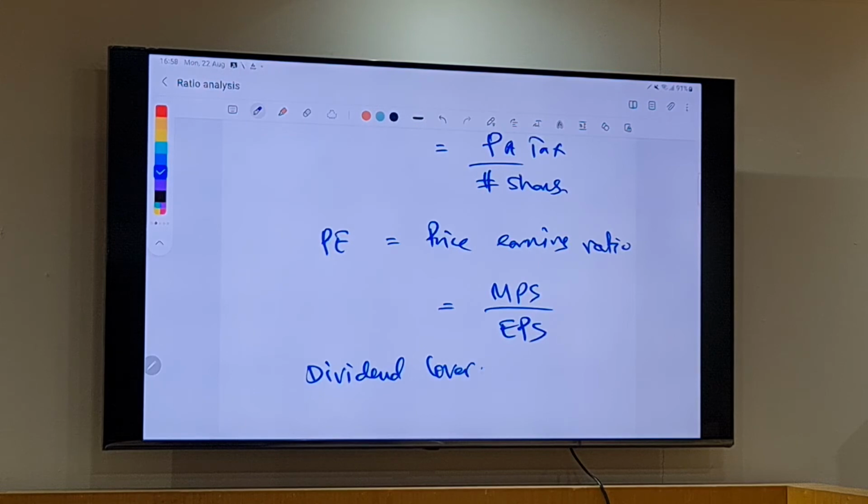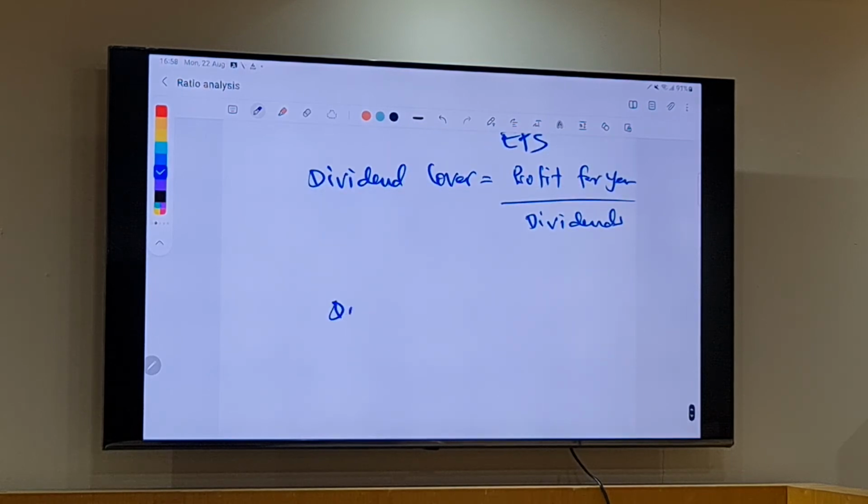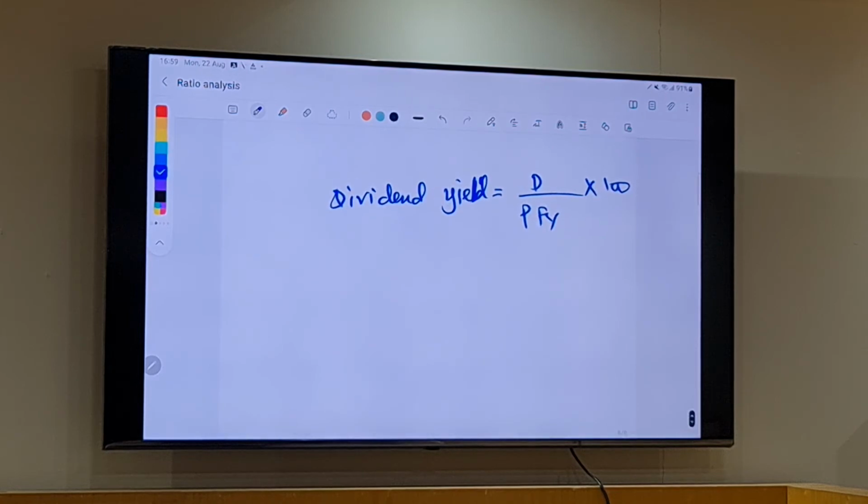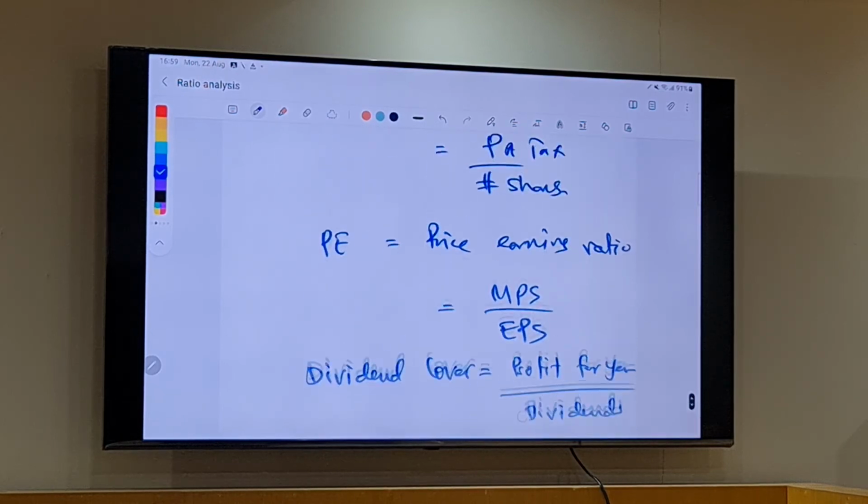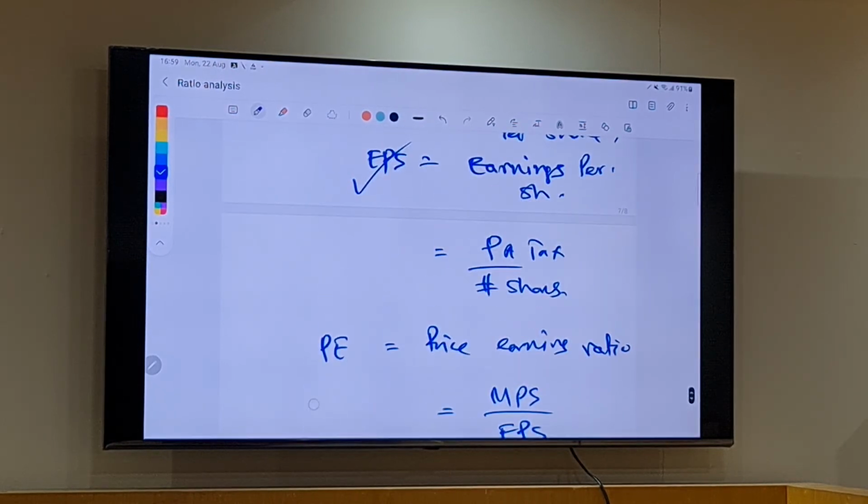Like interest cover, we have dividend cover: profit for the year divided by dividends. You get this. And then you also have dividend yield, which is dividend, same thing, over profit for the year into 100. The opposite. And then dividend per share, DPS: total dividends divided by the number of shares. Anything else I am missing? I think that's all. Now we will try the question.